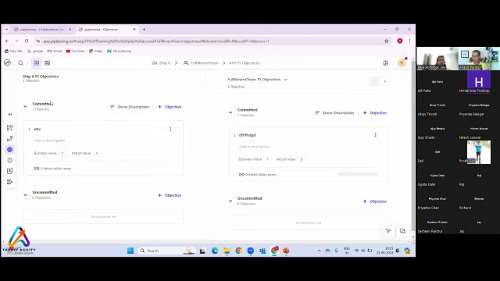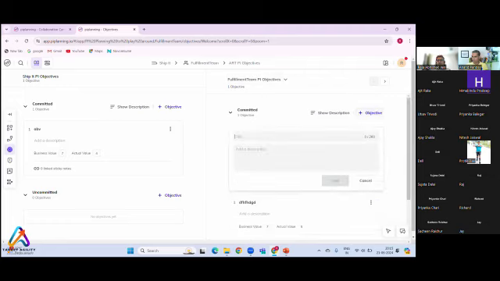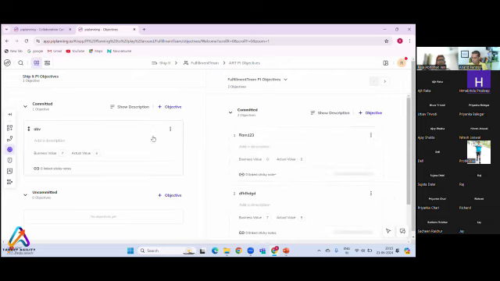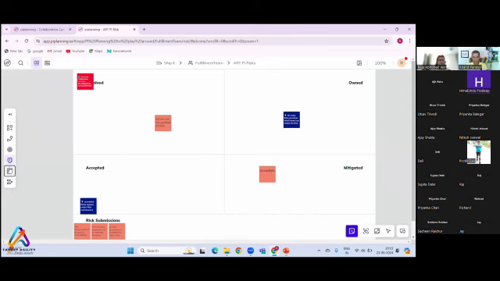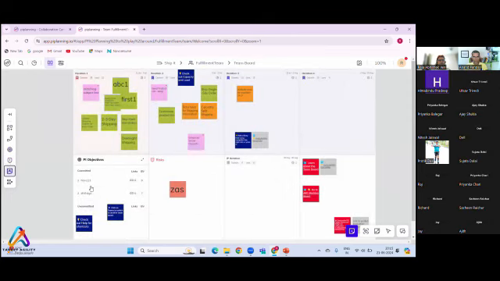This is your ART level PI objective. This is your team level PI objective. So if I add one objective, for example, I say RAM 1, 2, 3, and I will add it. It will show there on the board. See, this RAM 1, 2, 3 is showing here.